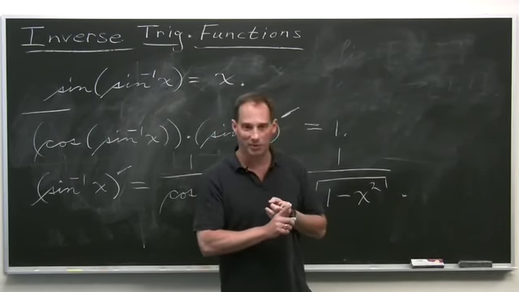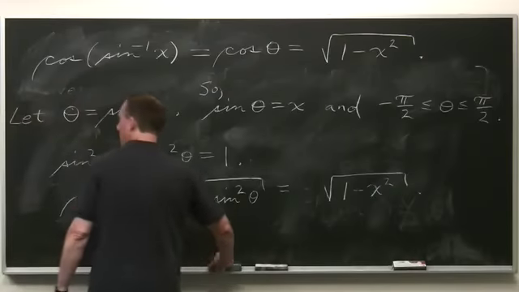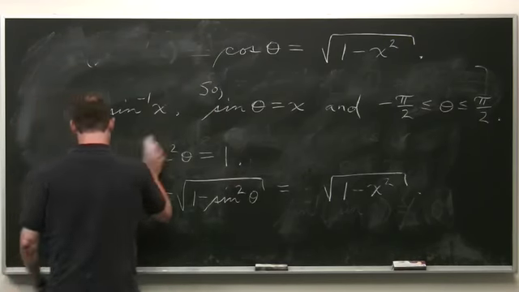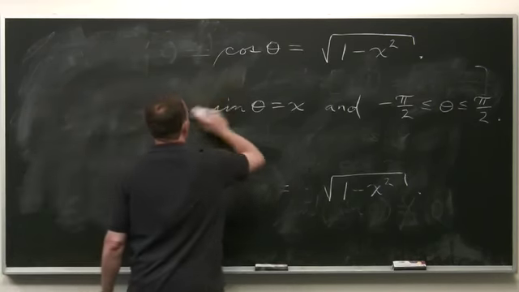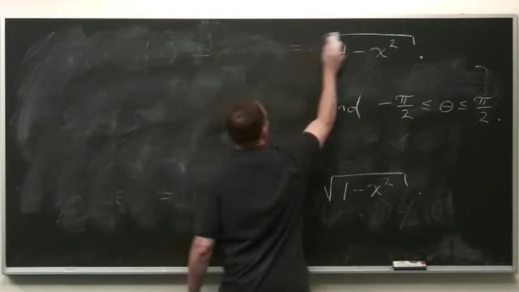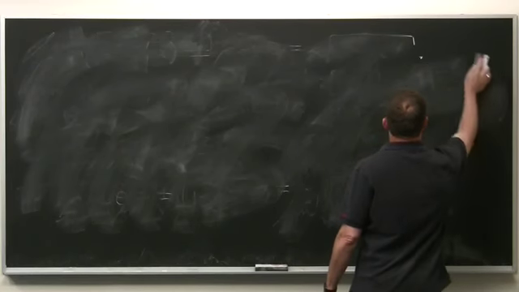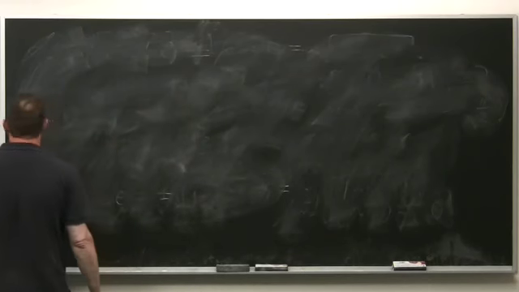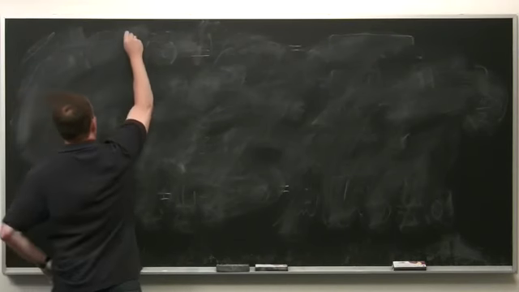We need to do the same thing for the other 5 trig functions. So I won't derive all of the differentiation formulas, but I do need to tell you how you restrict all the functions. And secant and cosecant are certainly the worst. Okay, let's look at cosine.